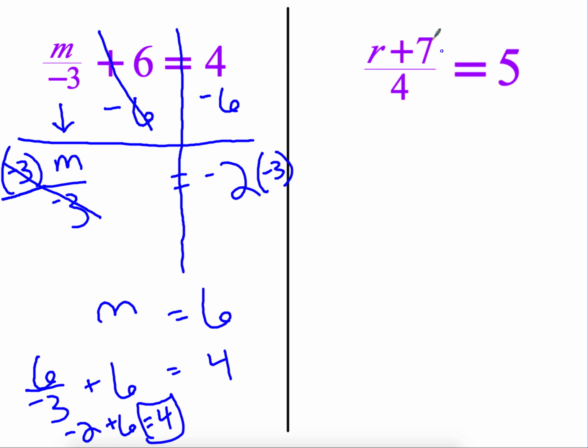So because this r plus 7 is all being divided, because 4 is underneath all of this, my goal is to get rid of this divided by 4 first, which is no big deal.